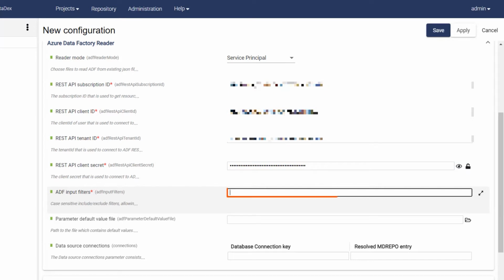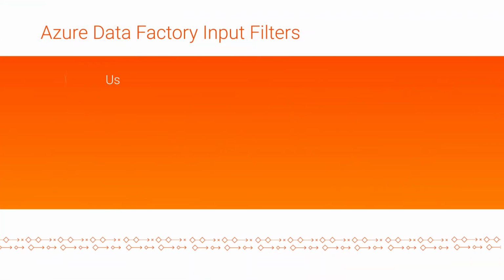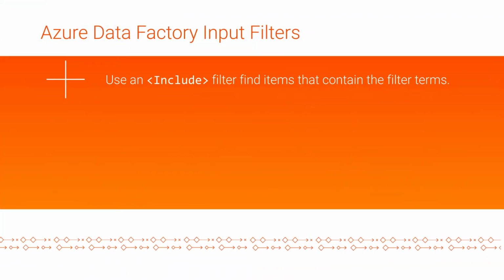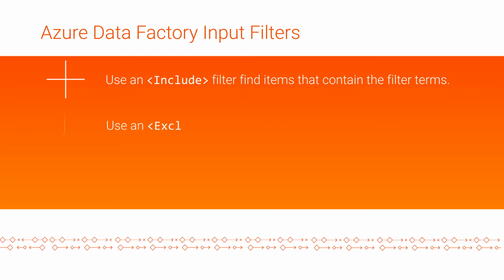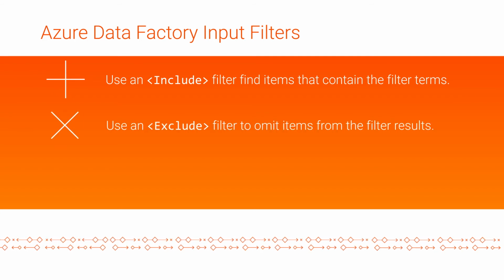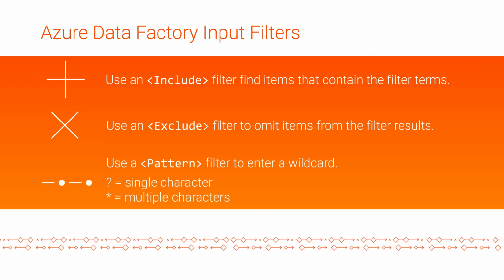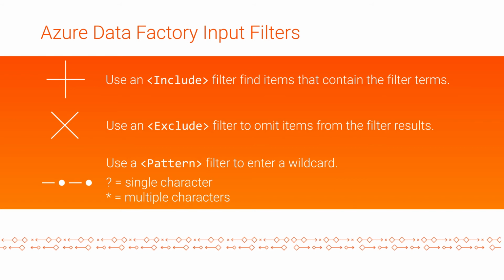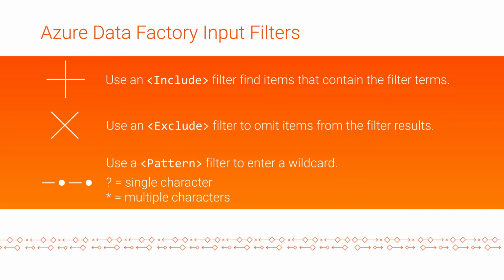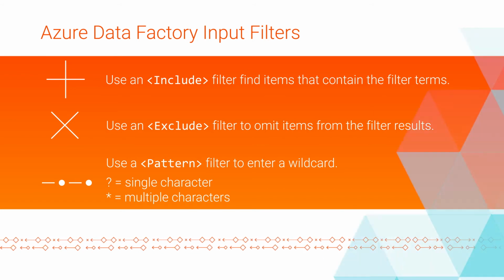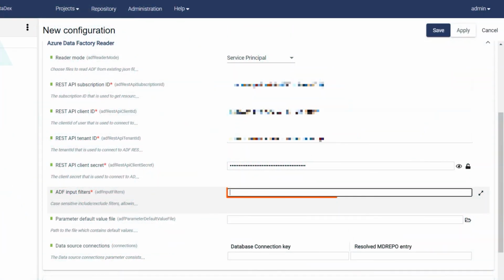To filter pipelines and activities, we'll provide data in the ADF input filters field. Use the include filter to find items that contain the filter terms. Use the exclude filter to omit items from the filter results. And use a pattern filter to enter a wildcard. For instance, you can enter a question mark to indicate a single character, or an asterisk to indicate multiple characters. Let's add our filter so that the job will process the activities in all pipelines and factories.